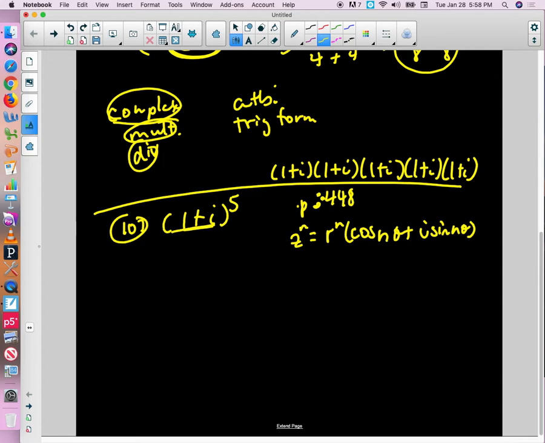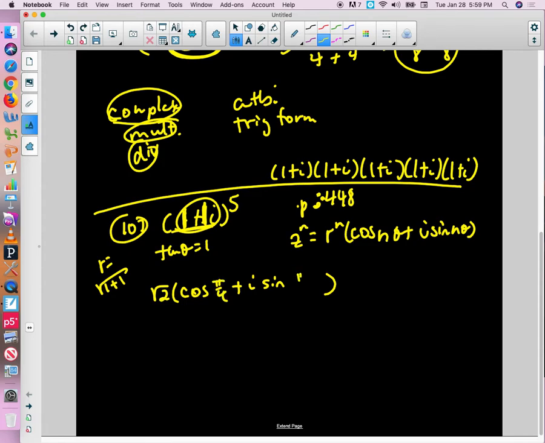Alright, so if I find r, it is the square root of 1 squared plus 1 squared, so the modulus is root 2. And I have cosine, i sine. And so I have tangent theta is 1 over 1. And it's all positive, so I know I'm in the first quadrant at pi over 4. Alright, so that's this part.